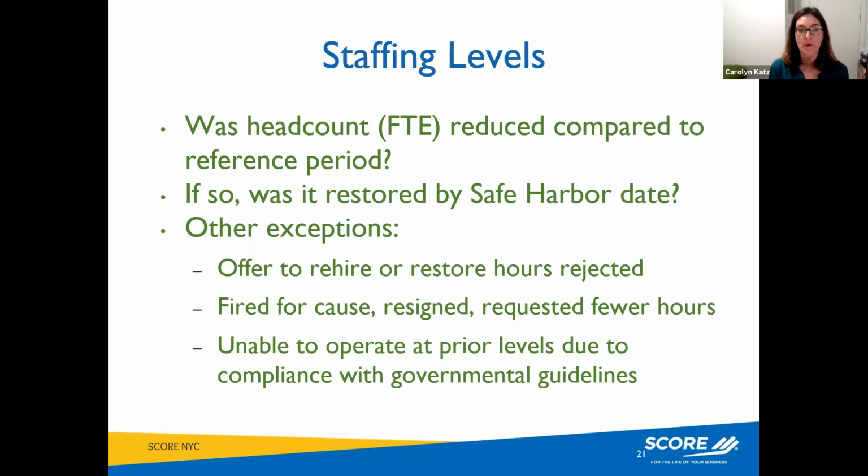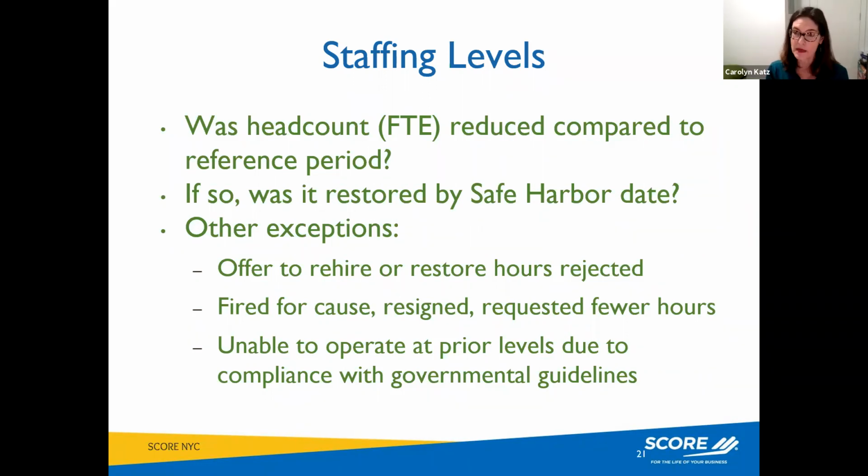So, staffing levels. Again, was your headcount reduced compared to the reference period? You have the safe harbor, but you also have other exceptions. And so some of these things, Aida will talk about this, but if things happen with your employees, please keep records. Make sure you have an email. Email's probably better, if not a text that you've taken a screenshot of, but keep track of what's going on with your employees, because there are exceptions.